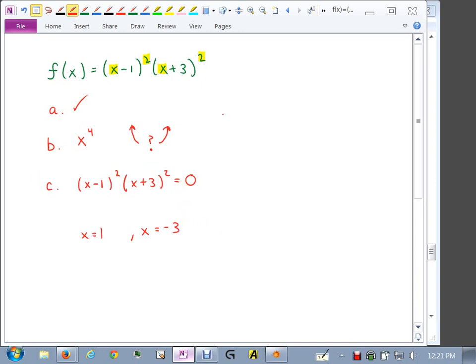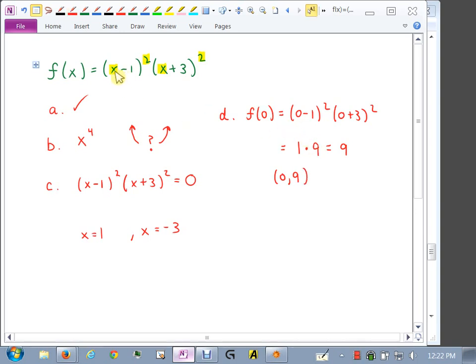Okay, part D. That's plugging 0 into the function, isn't it? Y-intercept, f of 0. So be careful plugging 0 in here. (0 minus 1) squared, (0 plus 3) squared. What does that give you? 1 times 9, which is 9. So your y-intercept is (0, 9). So just plug 0 in for x here, 0 in for x here. You're squaring -1. -1 squared is 1. You're getting 0 plus 3 is 3. Squared is 9. 1 times 9 is 9.